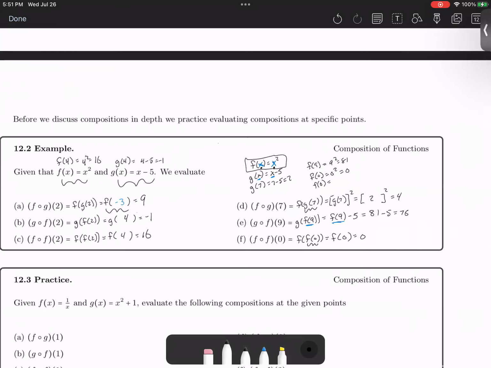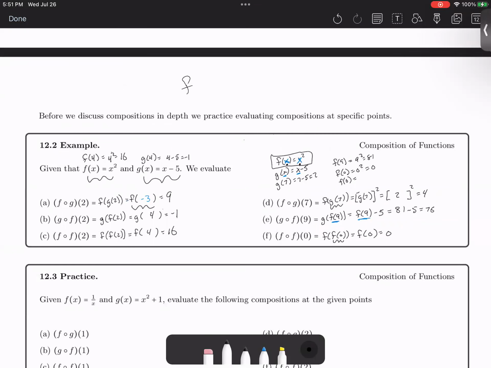Cool. So composition of functions, always think about this diagram. X gets mapped somewhere underneath the first function, and then it gets mapped somewhere underneath another function.